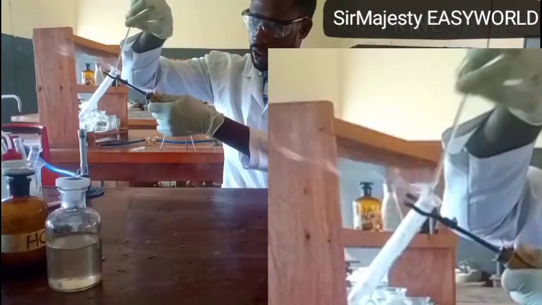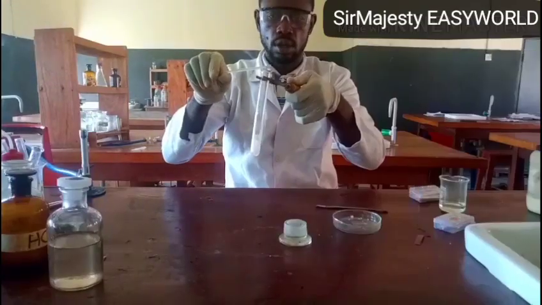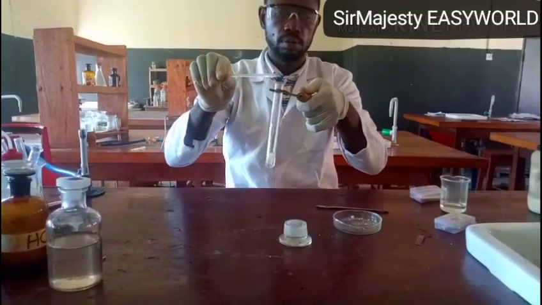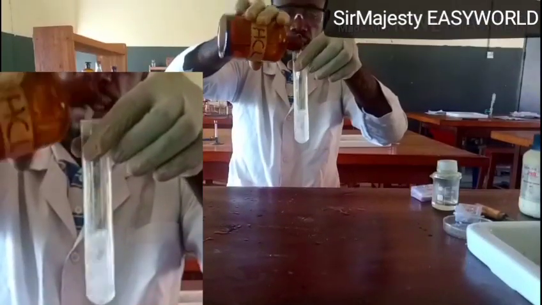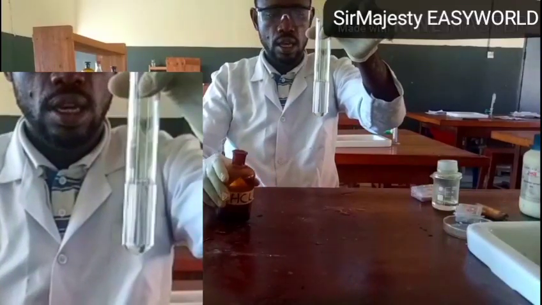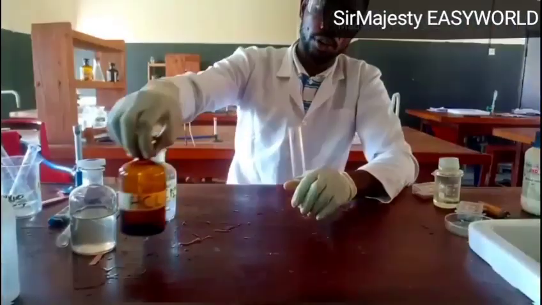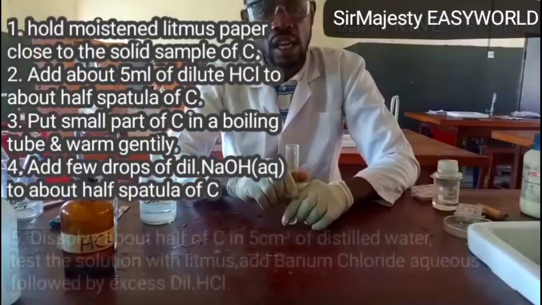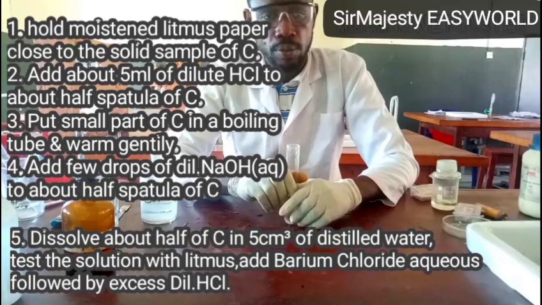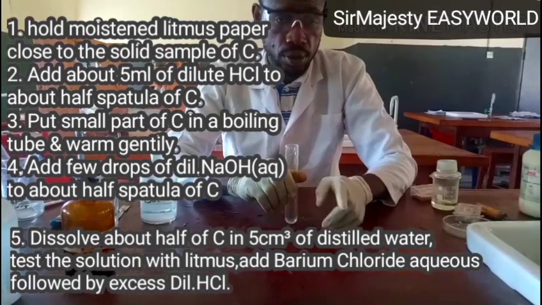See, it forms white dense fumes of ammonium chloride. That's what we call effervescence. So in your observations done for you, you can see there on the screen. The first one is that you might be required to moisten litmus paper and hold it very close to sample C.